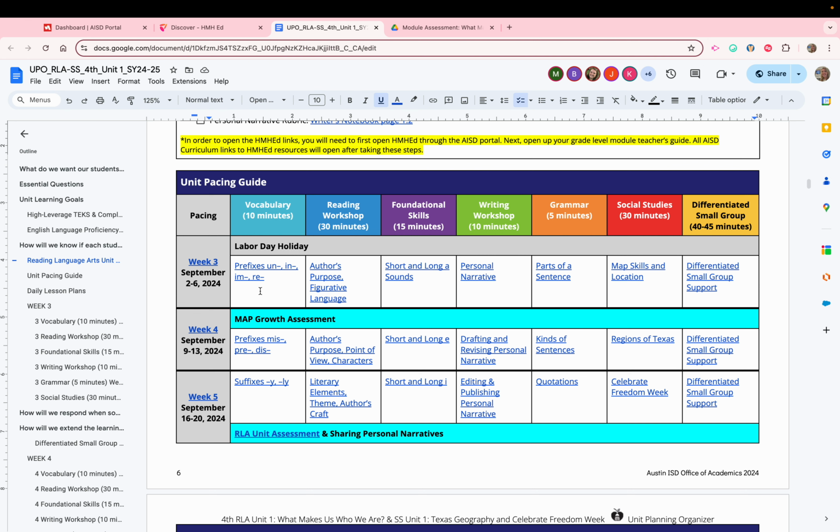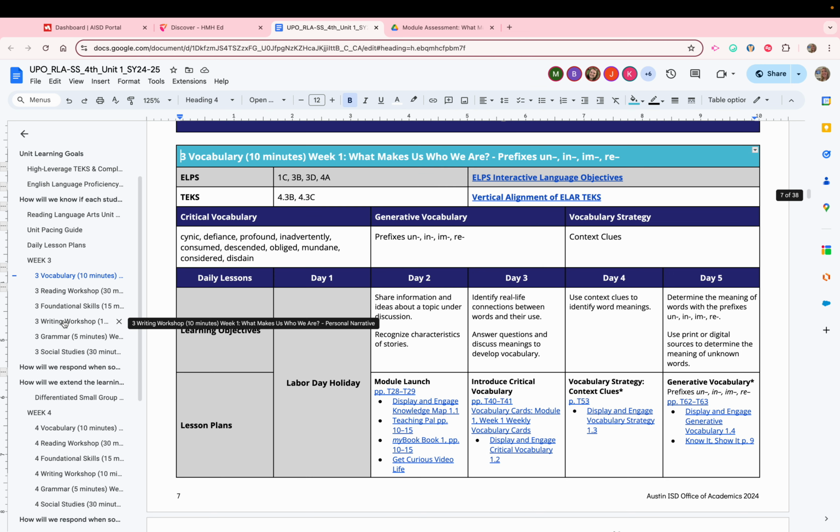So just looking, I noticed that week 3, I'm looking at prefixes un, in, im, and re. Week 4, I'm looking at prefixes mis, pre, and dis. And week 5, I'm looking at suffixes y and ly. Now I have a couple of options to get to those lessons. I can click on that link and it'll take me directly to that vocabulary lesson. Or I can open the outline on the left-hand side. If you don't see it, click the little hamburger and then notice there's week 3, vocabulary, and I could click there. So let's try that out.